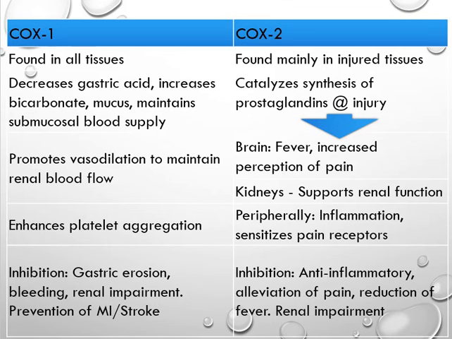Okay, so when we inhibit COX-1, then we are increasing our chance for getting gastric erosion, peptic ulcer disease. We're going to have more bleeding because the platelets aren't aggregating, and less blood flow to the kidneys, so some renal impairment. And that's going to prevent MI and stroke with inhibition of COX-1 because of that platelet aggregation. So you have a decreased risk of thrombotic MI or stroke.